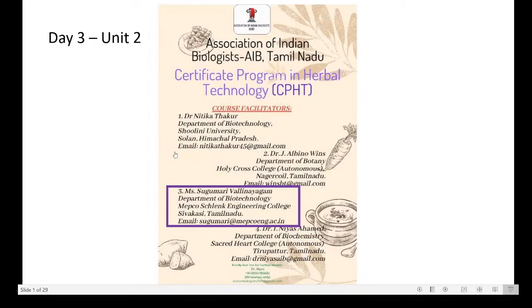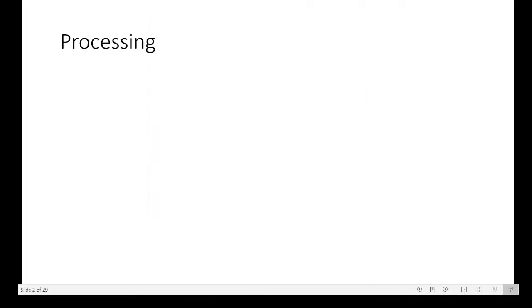In this session, we are going to discuss the processing of herbal plants. Yesterday, we discussed how we can collect and how we can cultivate. Today we are going to discuss how we need to process, what the steps in the processing are, and how we can identify the plant with morphological and histological studies.